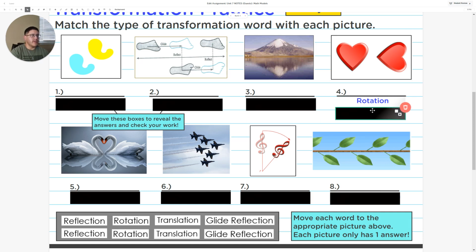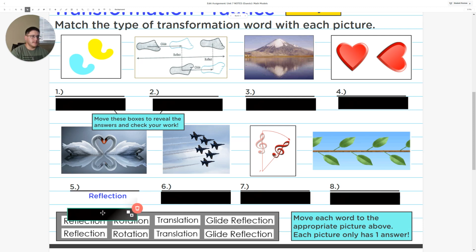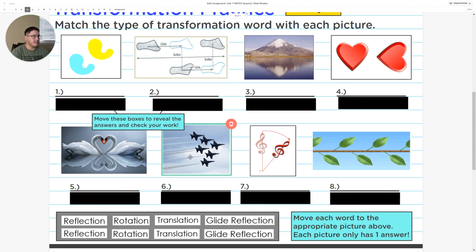Number 4 is rotation. It takes the original heart image and then just rotates it 90 degrees to the right. And that's it. Number 5, we have a reflection going on. You can see the image of the swan is reflected across to the right and down as well. So this is a reflection.